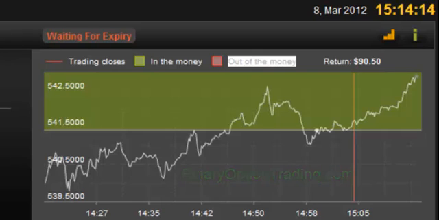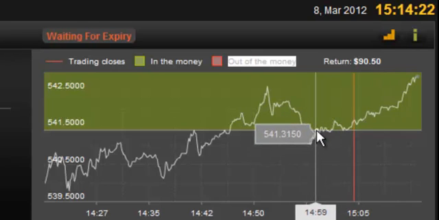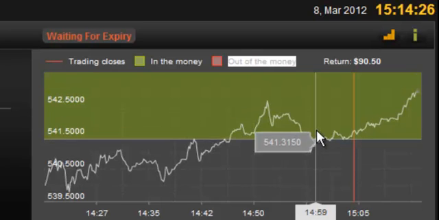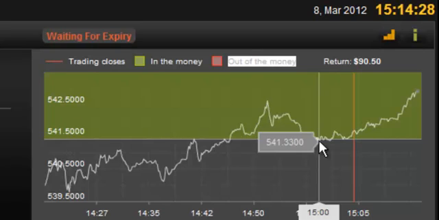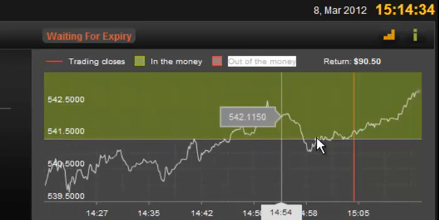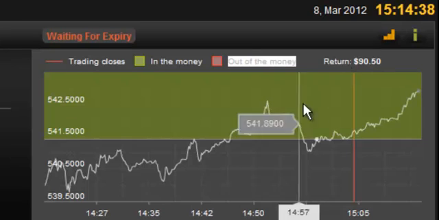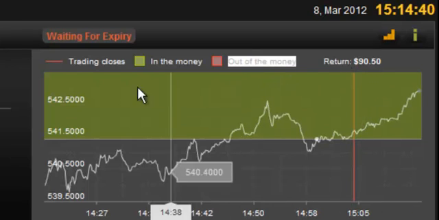We have 1 minute to go on this trade, and as you can see, since our entry right here on this little dot at 541.31, actually look, our target price is 541.43, and that little dot's where we entered, and the green space is all our winnings. This is what it's all about.